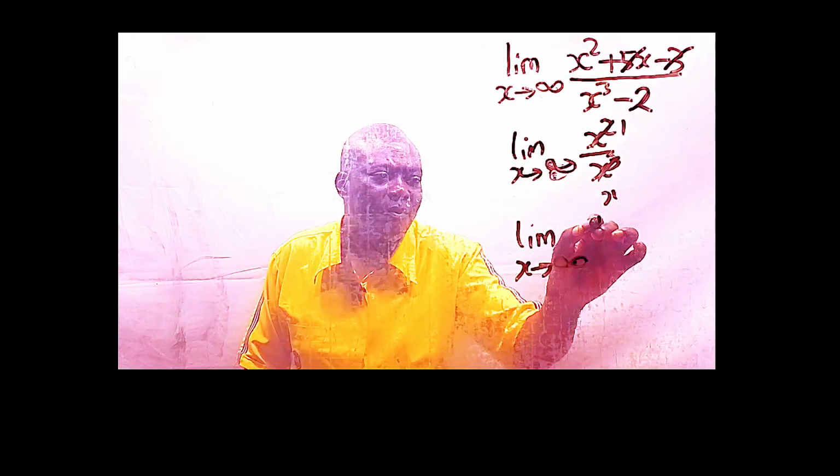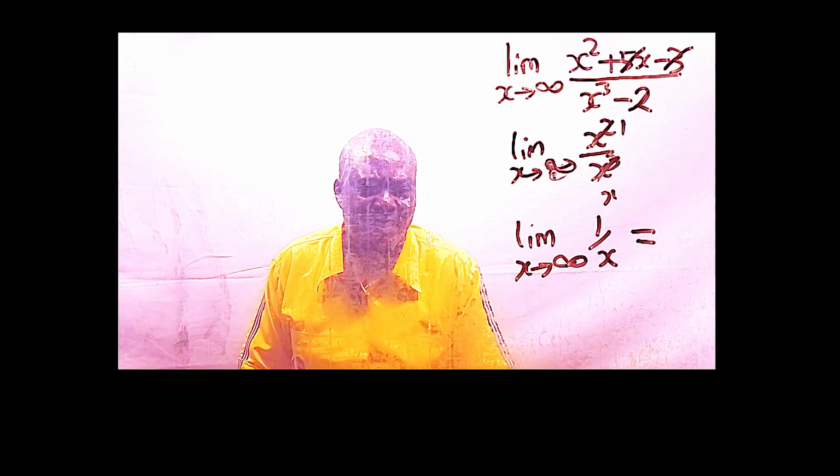If you reduce this one now, this one will go here 1, this one x. So the limit as x tends to infinity of 1 over x equals to what? So look at it now. You have 1 over x.